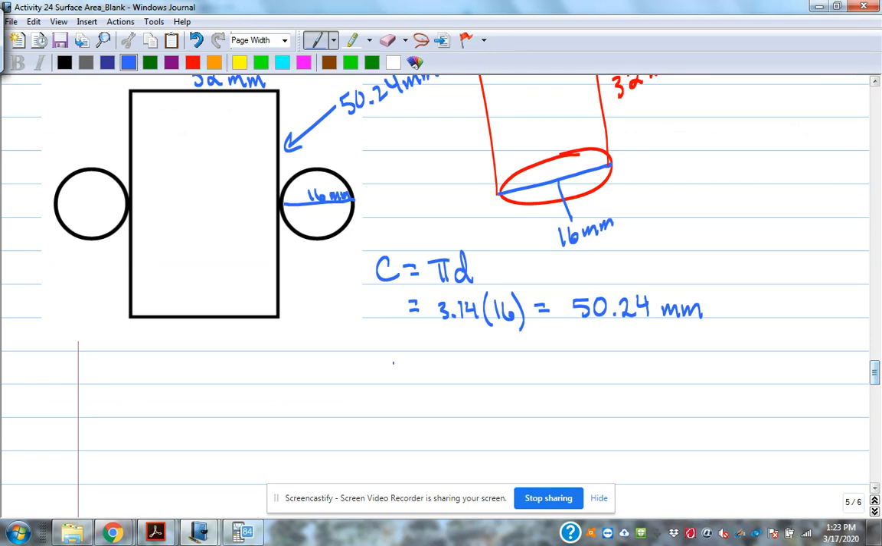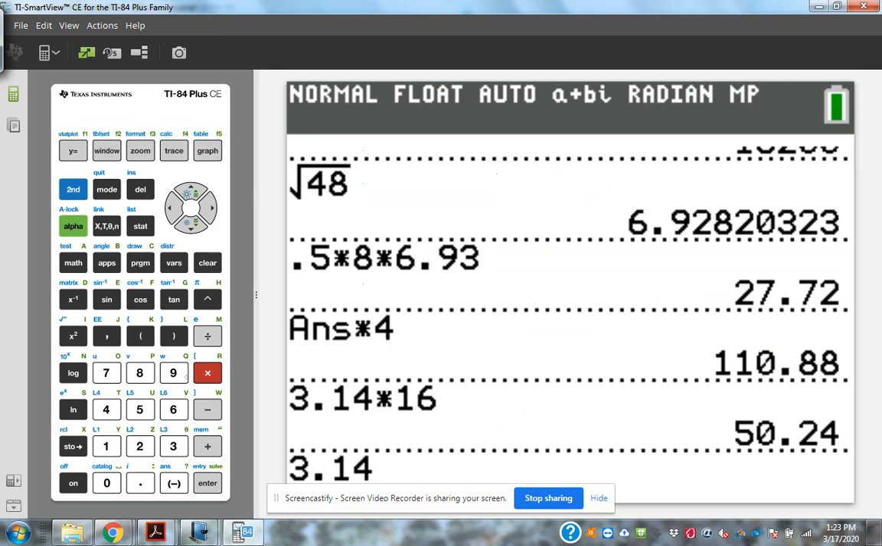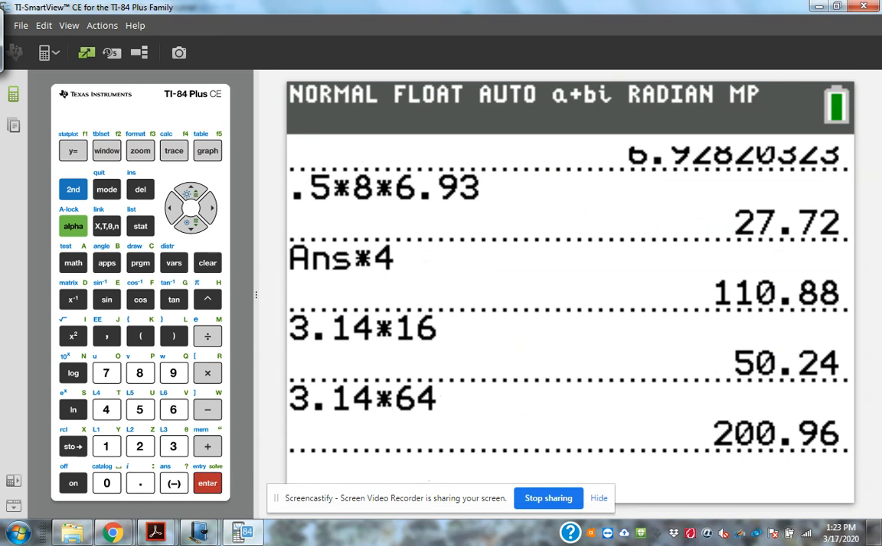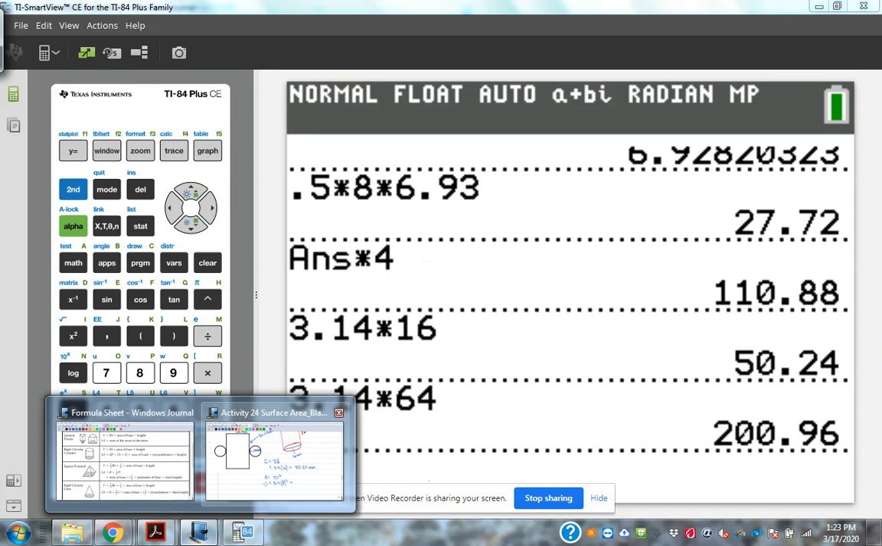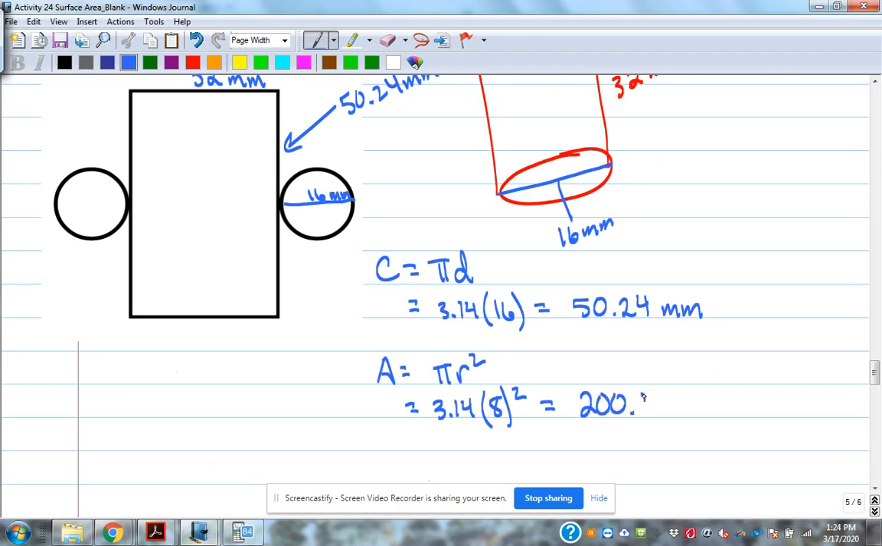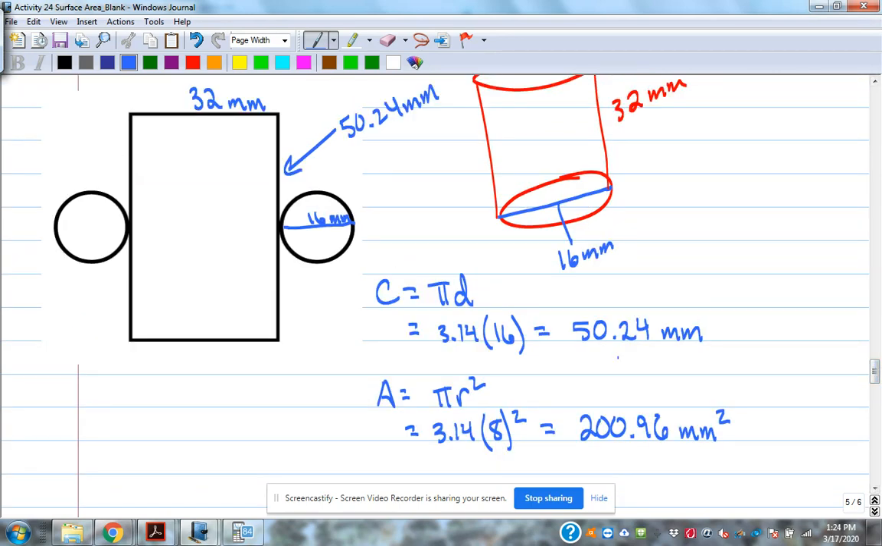Now, we want to find the area of a circle. Area is pi times radius squared. And what's radius for a circle? It's halfway across. So for us, 3.14 times half of 16 is 8 squared. So the area of the circle is 3.14 times 64, 200.96 millimeters squared. And how many of those are there? There are 2 of those. Okay. So we got to remember when we go to do our surface area, we're adding 2 circles.